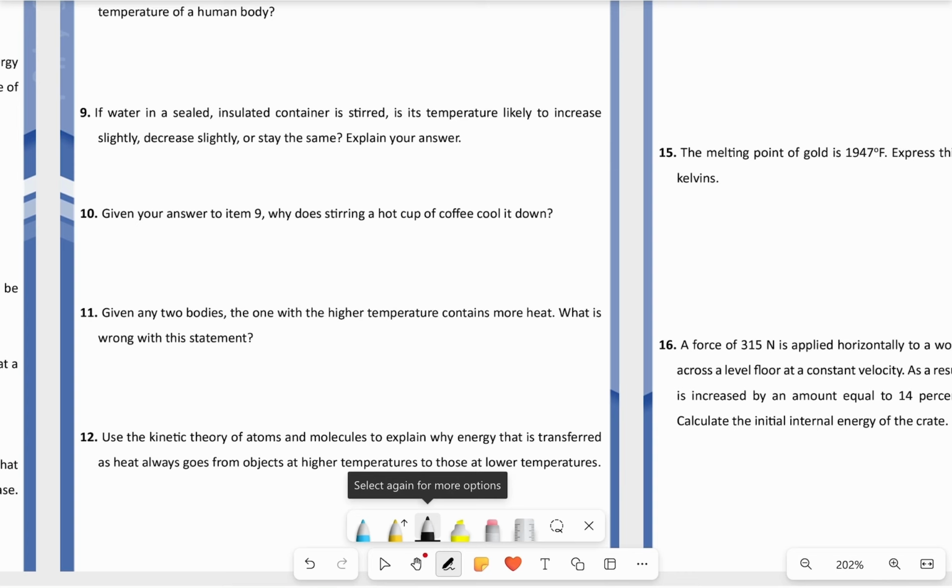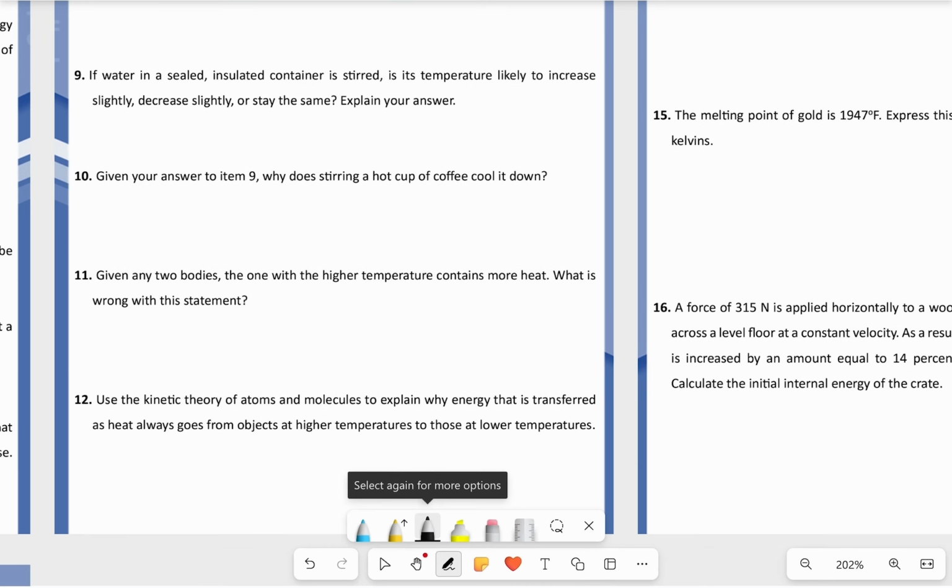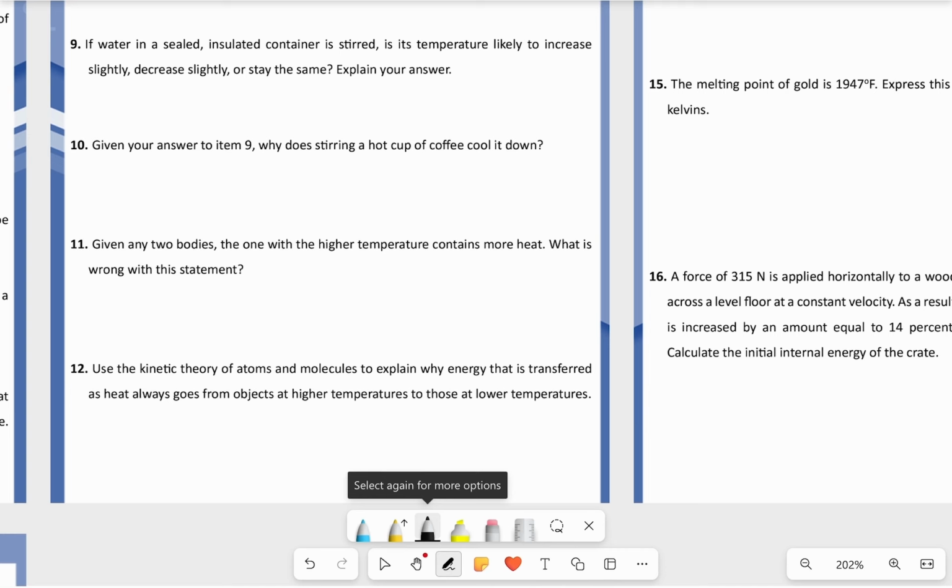Given two bodies, the one with the higher temperature contains more heat. What is wrong with this statement? This statement is wrong because we also have to consider the specific heat capacity and also their mass. Most importantly, we should know if they have a greater mass, because the greater the mass, the more internal energy or the more heat the object is going to have.